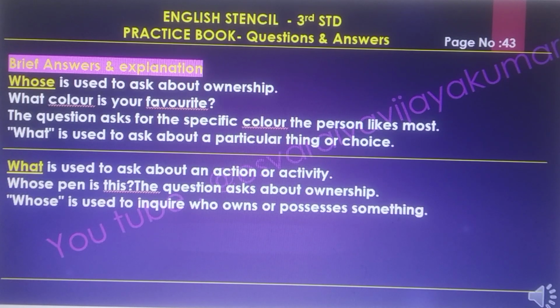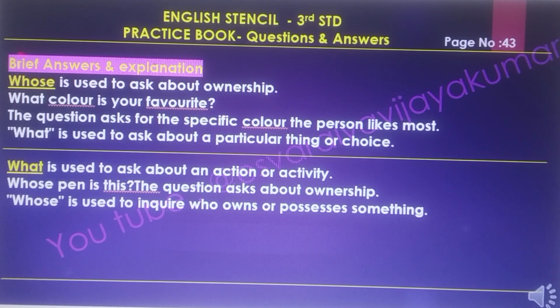Whose is used to ask about ownership. What color is your favorite? The question asks for the specific color the person likes most. What is used to ask about particular things or choices. What is used to ask about actions and activities.